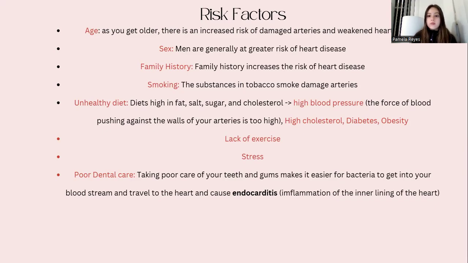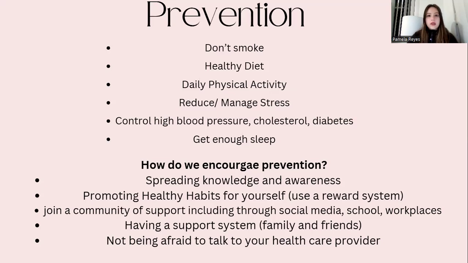Poor dental care is a risk because if you don't take care of your teeth and your gums, you could develop bacteria that could go into your bloodstream and cause inflammation of the inner lining of the heart called endocarditis, which is another cardiac disorder. So how can we prevent this? We can prevent this by not smoking, having a healthy diet, daily physical activity, reducing and managing stress, getting control of your high blood pressure, cholesterol and diabetes, and getting enough sleep, which is extremely important and often overlooked.